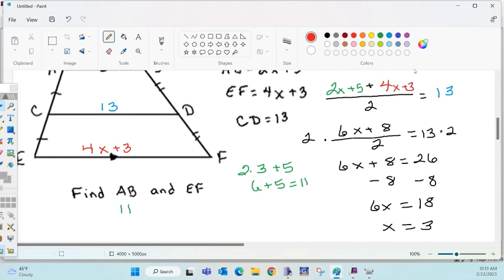EF, let's plug in for EF. 4 times what? 3. 4 times 3 plus 17 gives you 12 plus 17 is 29, no, wait, I meant 15. The other 17 looks like a 15. Yeah. There we go, 15. So actually plugging it in and working until you get an answer, you could find that pretty easily.